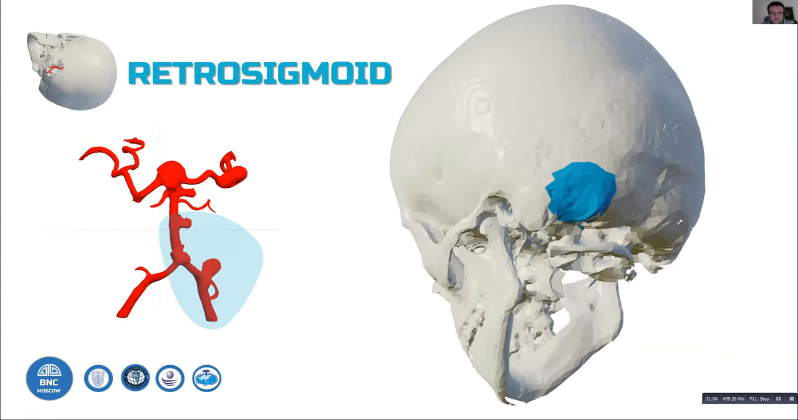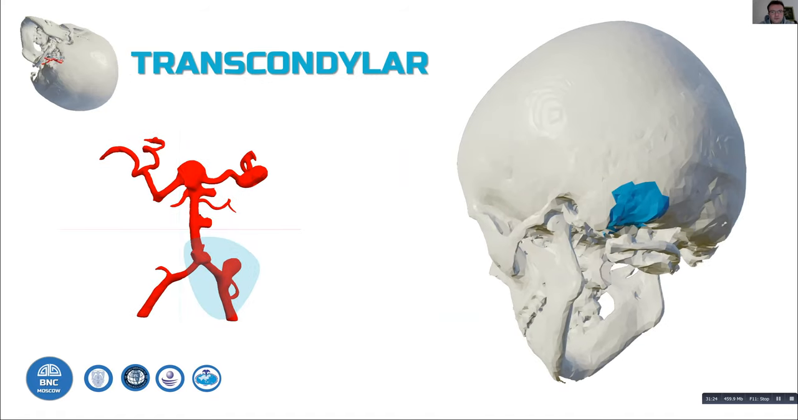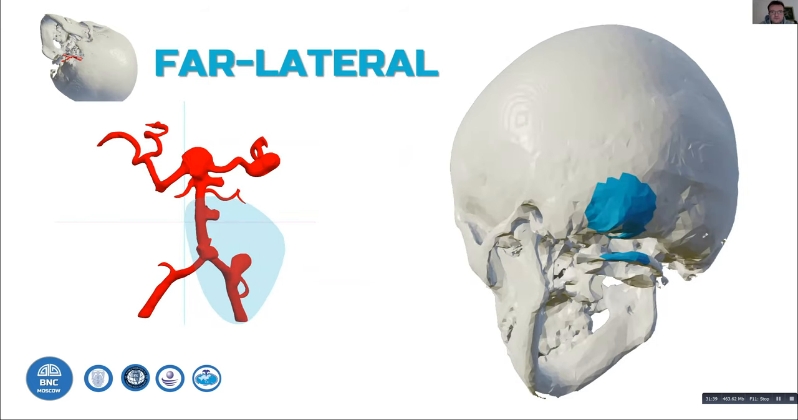Also, we use the retrosigmoid approach. It's the workhorse approach for PICA aneurysm, which is the distal one, not the distal PICA, but the distal vertebral. And also, you can reach the trunk of the basilar. Here is the transcondylar modification for the posterolateral approaches, which can be used for the vertebrobasilar junction and also for PICA, and also the far lateral approach.